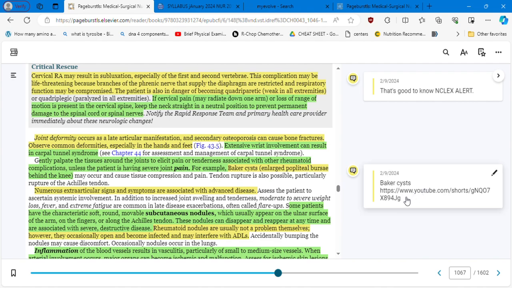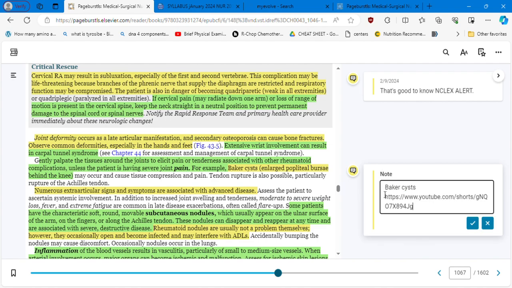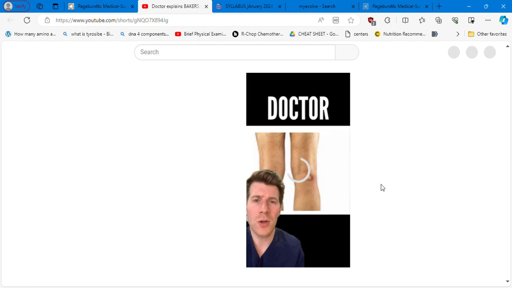And I'm going to play a video right now so you can be familiarized with Baker's cyst. Since we are studying rheumatoid arthritis, we need to be familiarized with all the different symptoms and manifestations in the body. Okay?